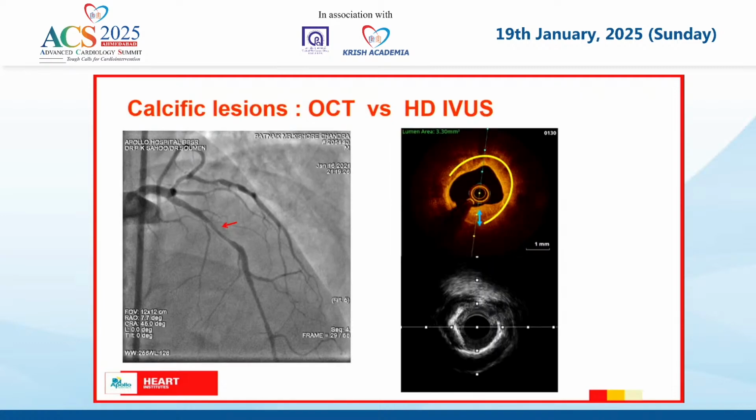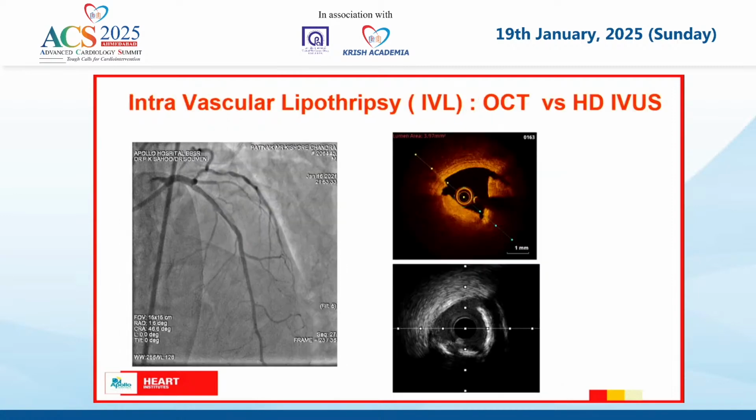So these OCT and HD IVUS can be compared and can be usable in such cases. And you see after the IVL has been done, you can see the cracks over here, and also you can see the cracks on the IVUS. Only thing is that IVUS is easy to use, OCT is easy to interpret but difficult to use, but that is the vice versa for IVUS.